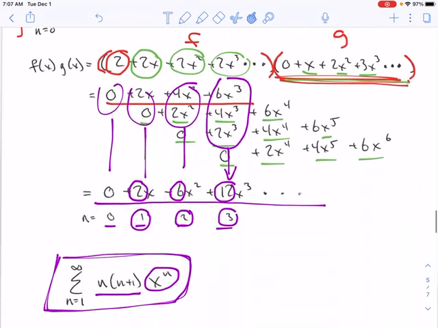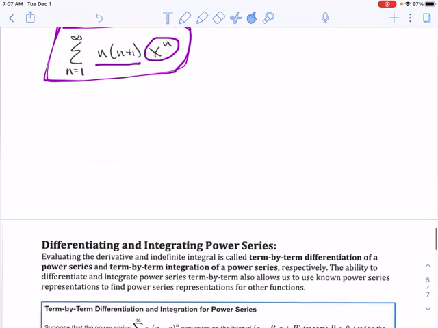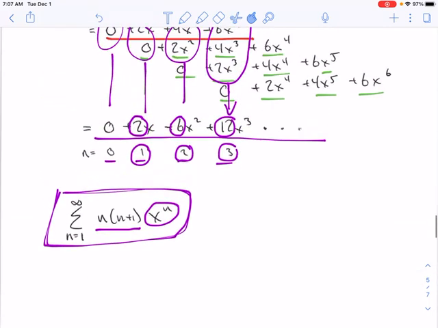All right, in the next video, we're going to be taking a look at getting into some calculus, differentiating and integrating power series.